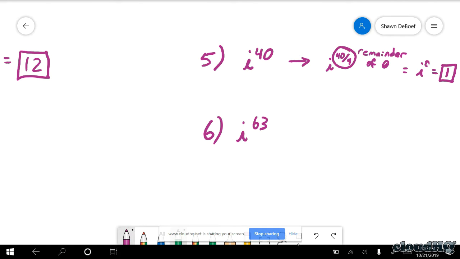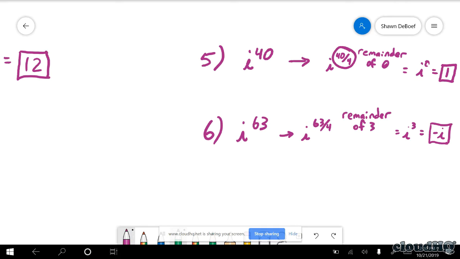When you have 63, you take 63 divided by 4. 63 is not evenly divisible by 4. What is? 60 is. So what's the remainder? 3. So it's the same thing. It's equivalent to I to the third. What was I to the third? -I.